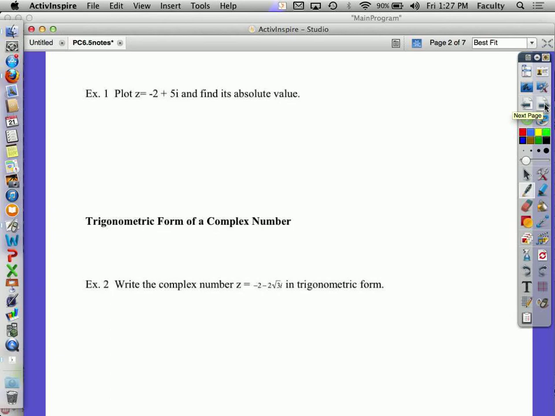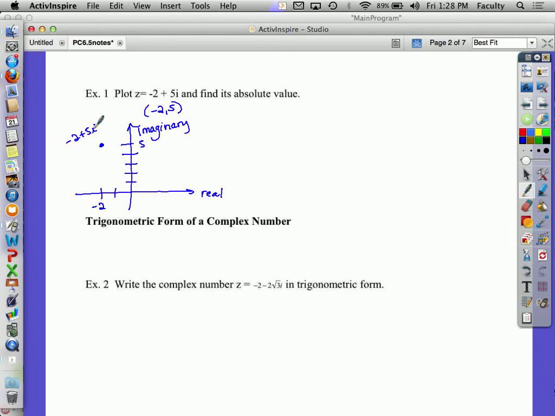So if it says plot z is negative 2 plus 5i, we're going to do that first, and find its absolute value. You don't have to write it as an ordered pair. Notice this is not an XY grid. This is a real imaginary grid. It's the complex plane. So here's the point. Again, we do not write down -2, 5, because that is not true. It's the imaginary number, -2 plus 5i.